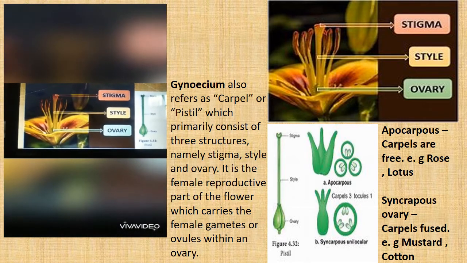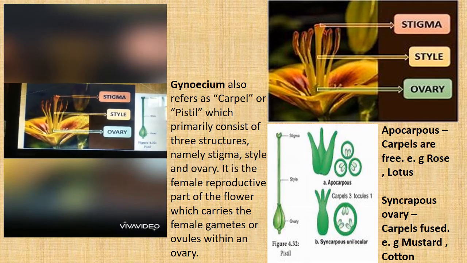Style is the tubular stalk. It connects the stigma and the ovary. It is the site, or the channel, through which the pollen tube will pass.